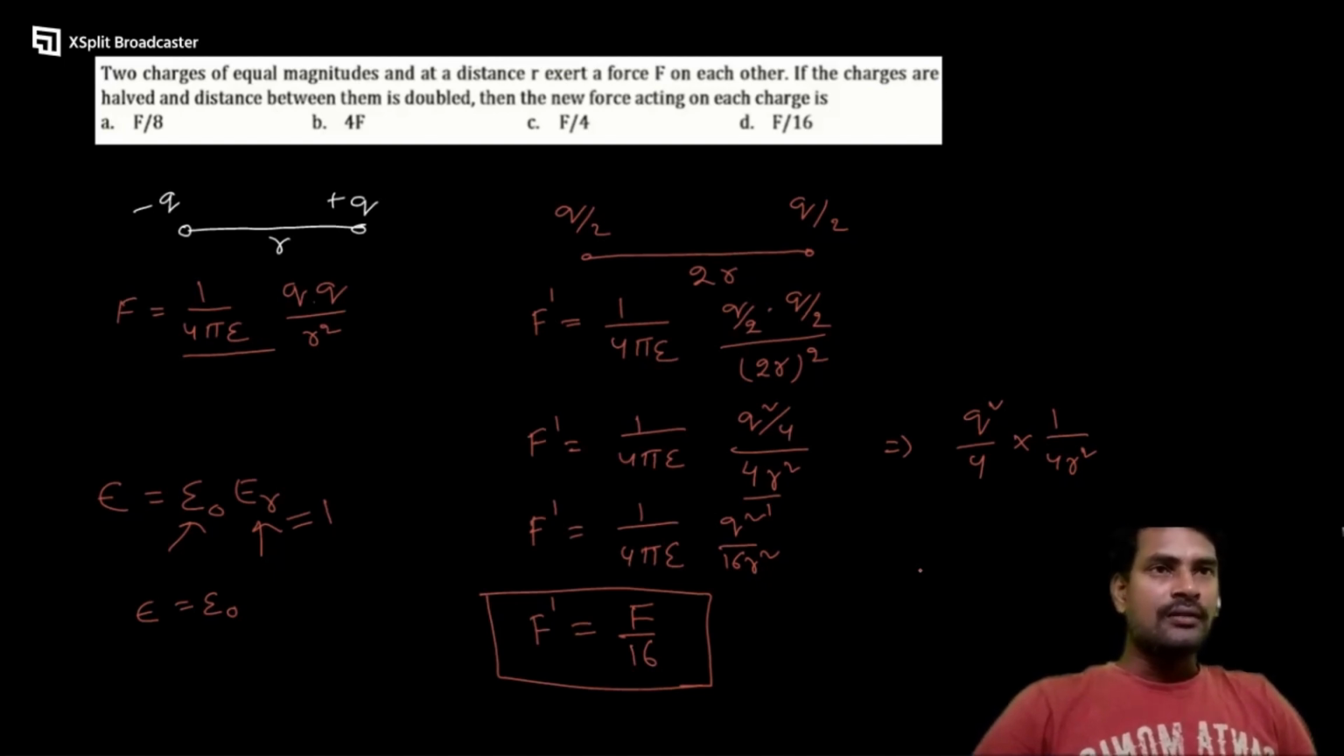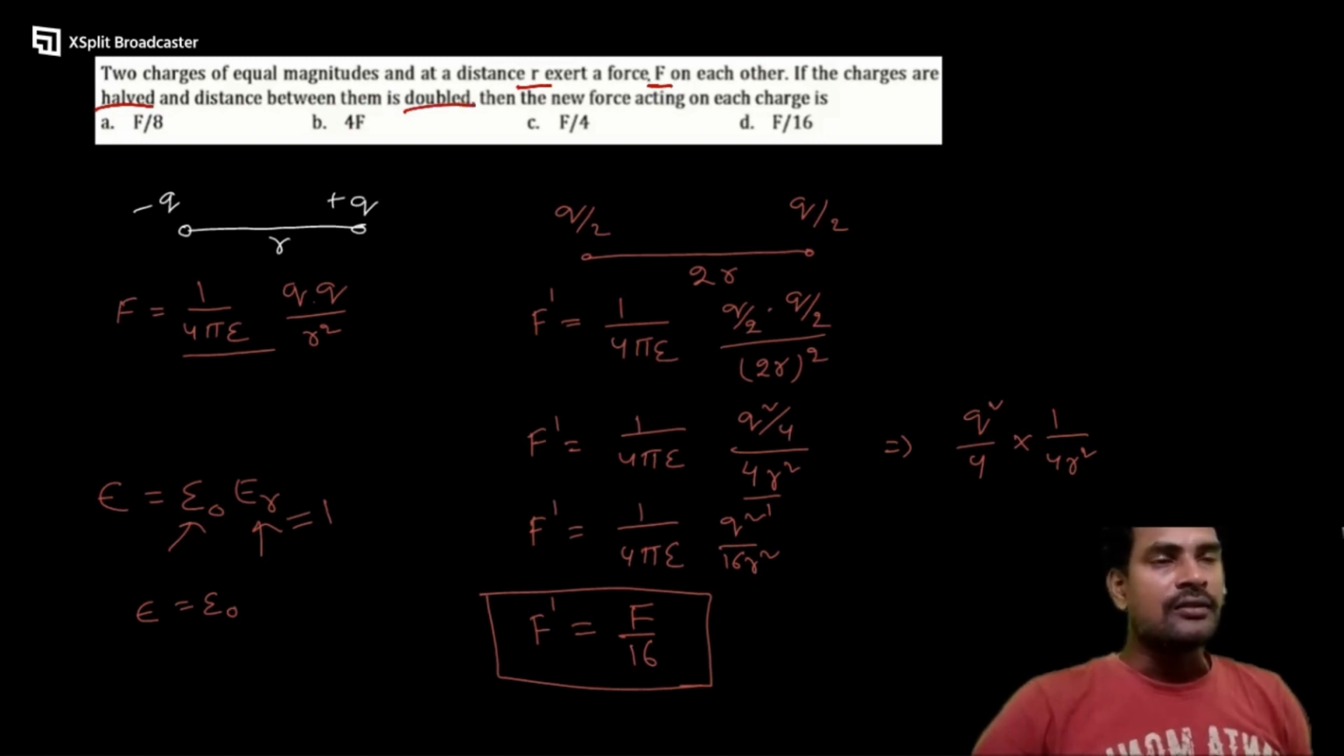Two charges of equal magnitudes and at a distance r exert a force F on each other. If the charges are halved and the distance between them is doubled, then the new force acting on each charge is. That is what we want.